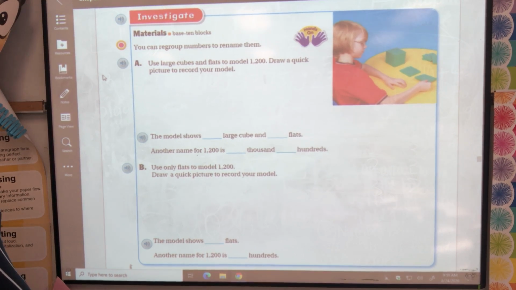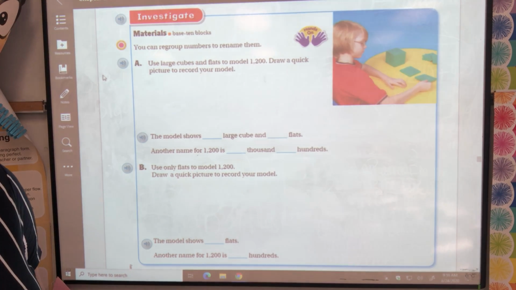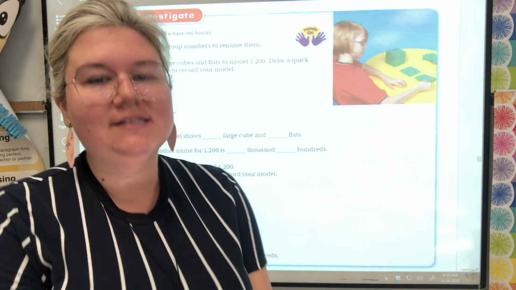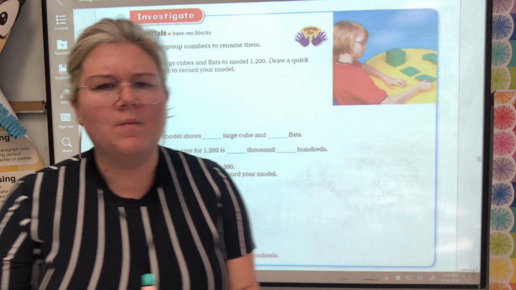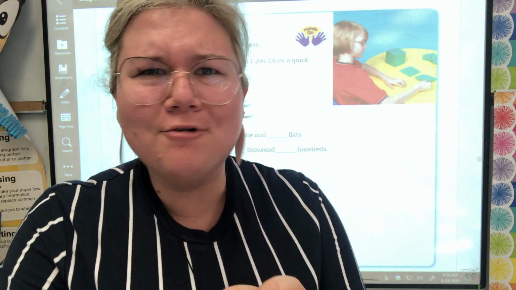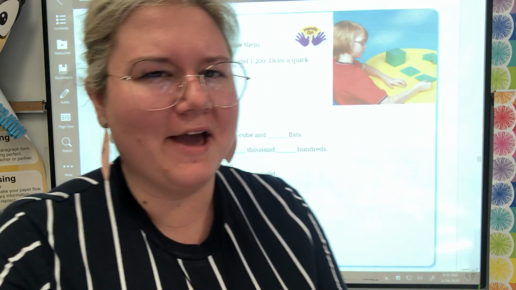This is Go Math, Chapter 1, Lesson 5, Rename Numbers. I believe that this is one of the harder lessons of Chapter 1, but we're going to get it. We're going to do our very best. We're going to just go through it, and I think that we'll be okay.